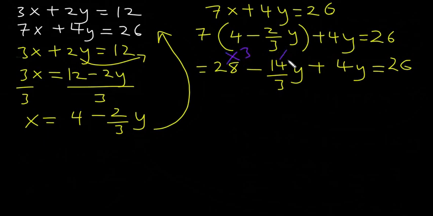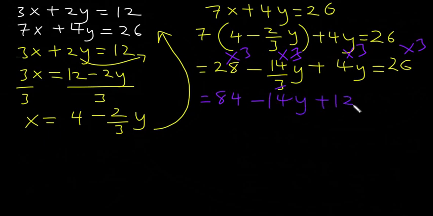We multiply by 3 there, and by 3 there, and also by 3 there. So this is going to give us 84 minus, then this 3 will cancel out with that 3, and then we're going to have 14y plus 12y is equal to 26 times 3, which is going to be 78.